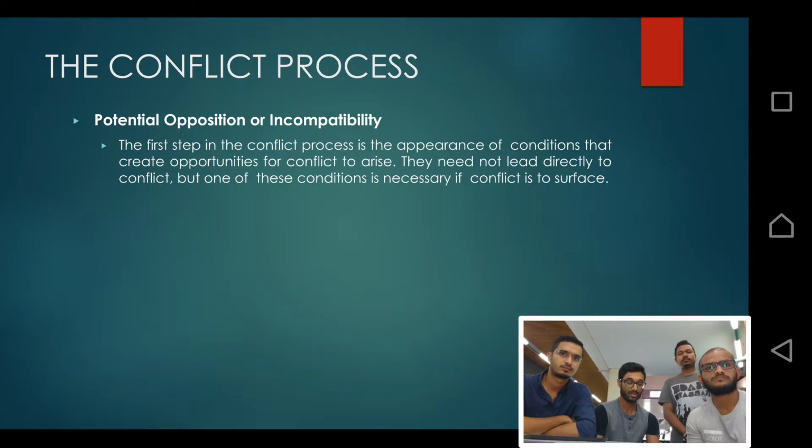Potential oppositions or incompatibility, which is the first step of a conflict process. It's basically different types and conditions that arise to create opportunities for conflict. They may not lead to conflict directly, but one of these conditions may trigger conflict to surface.